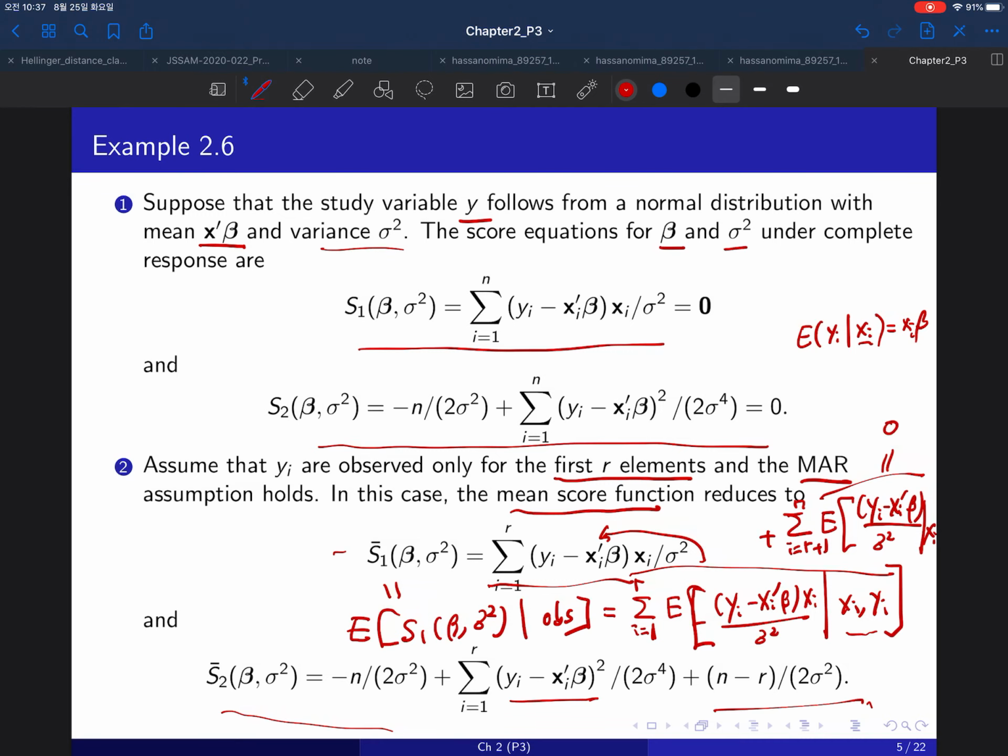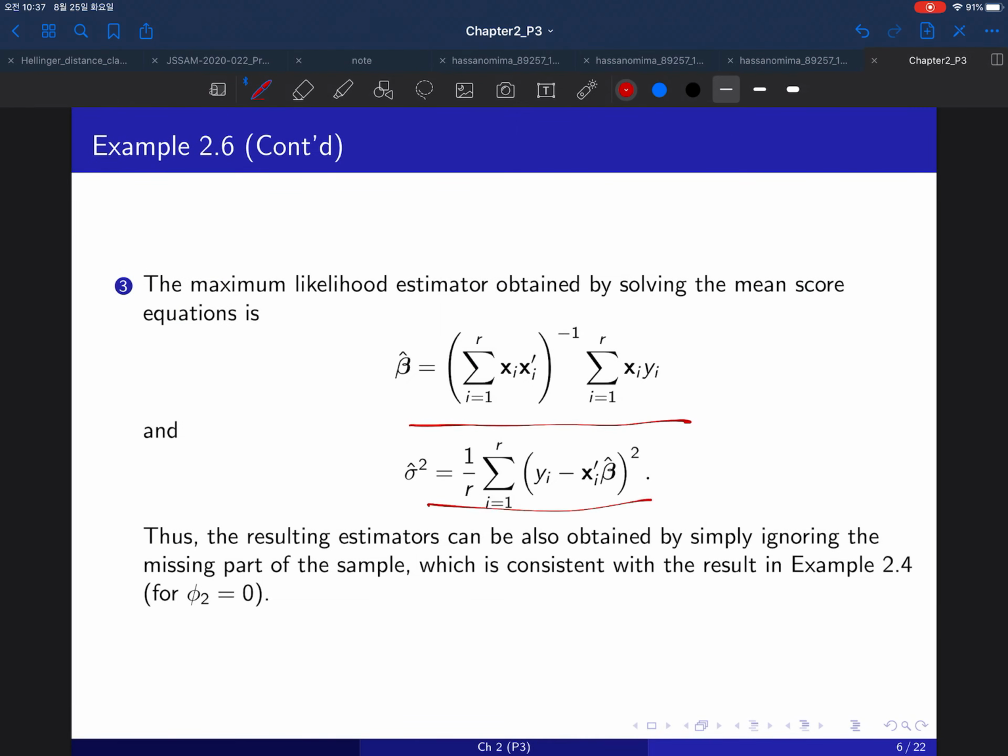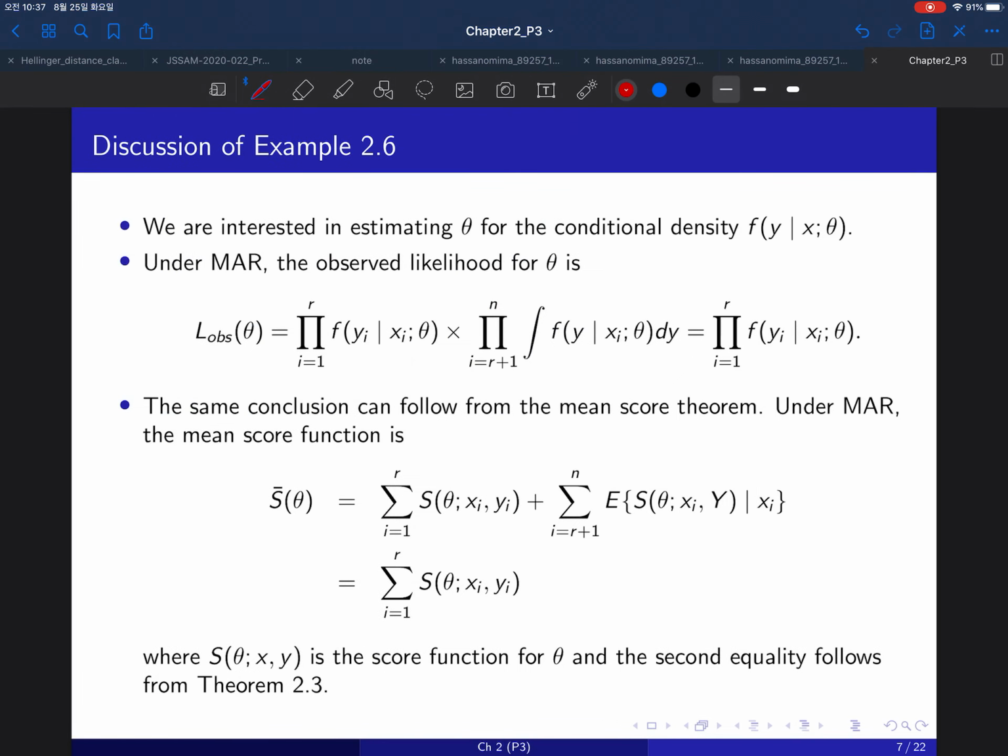Then solving this, you set it to 0 and you end up getting this one. It turns out that you can simply ignore the missing part of the sample. So if you are interested in estimating the regression coefficient, and you have missing at random, then the partial response does not make any difference, because this one is equal to 1. So no information. This is an explanation in terms of the likelihood, and now we have an explanation in terms of the score function. In terms of the score function, this is 0.